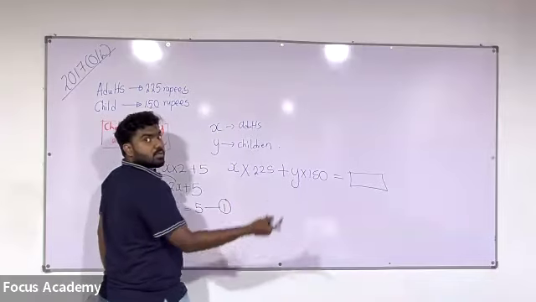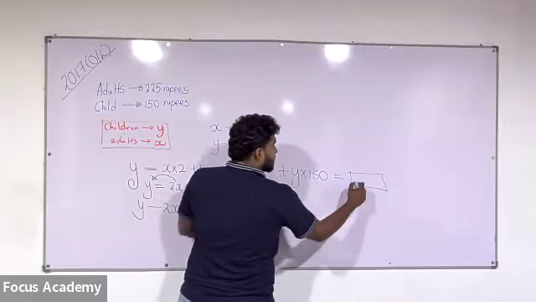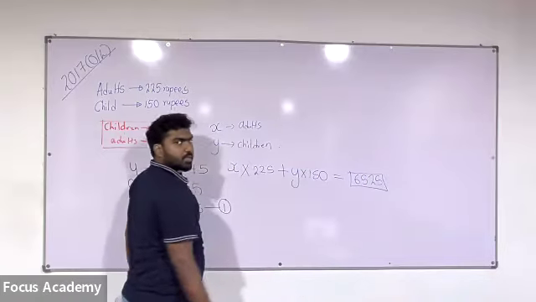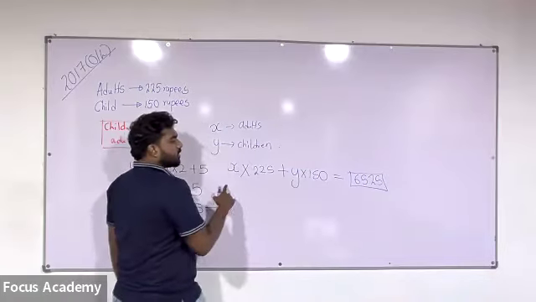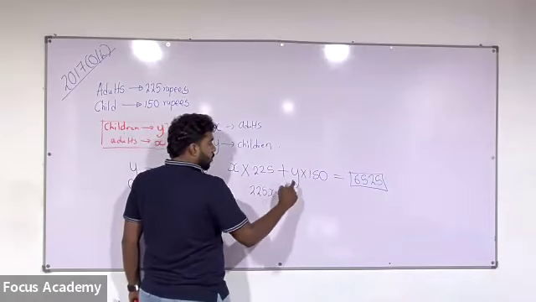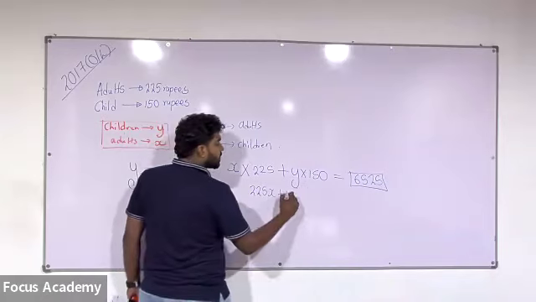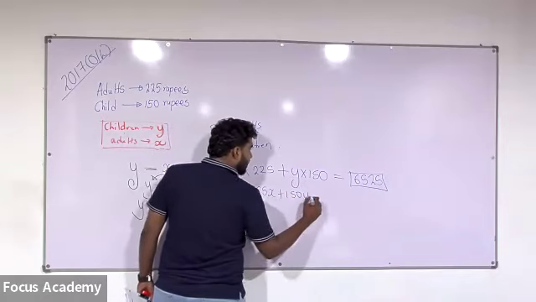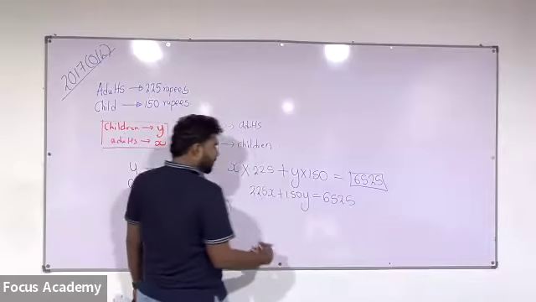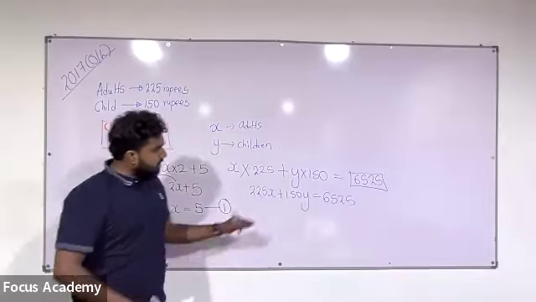That expense is equal to 6,525. Now simplify. x into 225 is 225x. y into 150 is 150y. That is equal to 6525. Don't keep your equation in this format itself.